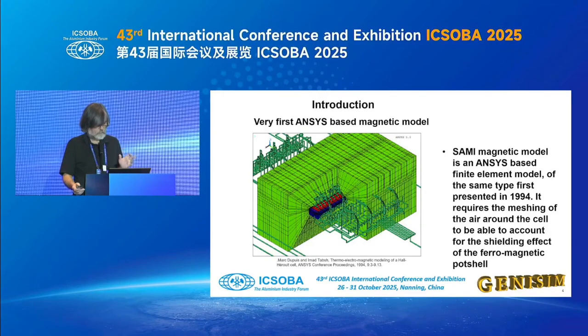So that's been used very commonly in many companies and many institutes, such as Alt Institute in China. The point is that it's required to mesh the air around the pot to compute the magnetization effect of the pot shell and get the magnetic field inside the cell. So that implies construction of geometry and CPU time. And also, the magnetic field is not available for computing cell stability. So it's convenient to use the same code to compute the magnetic field and the current density, to obtain the Lorentz force, and then to trigger the stability analysis.